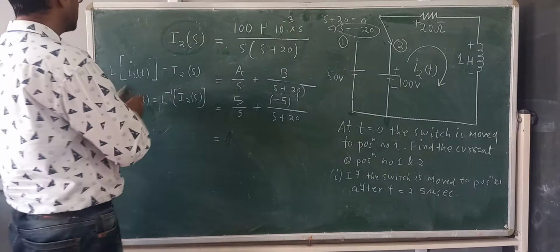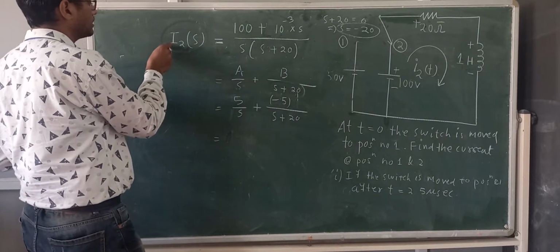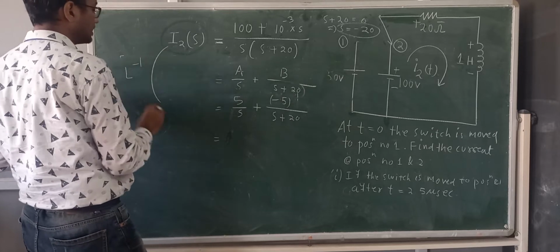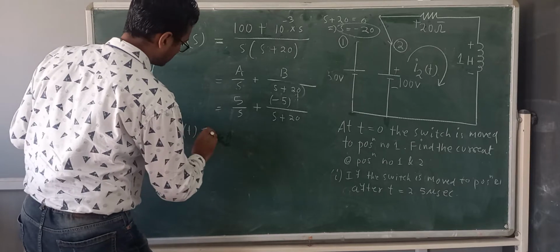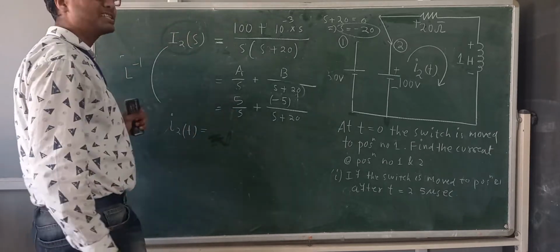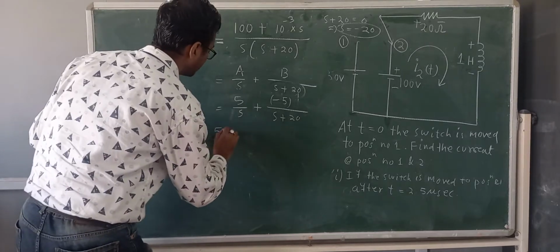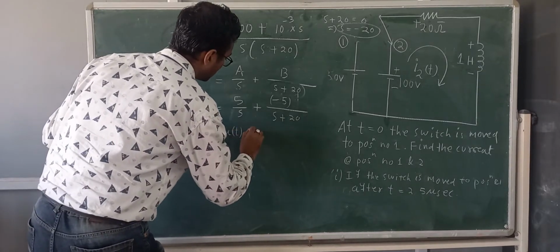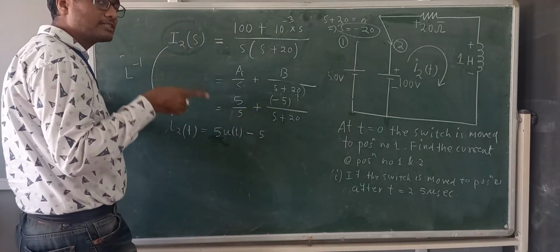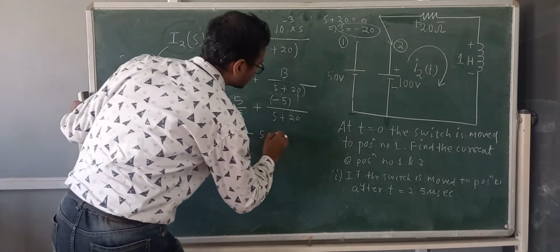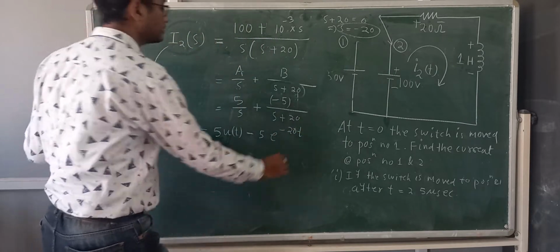So what is the Laplace inverse of I2s? What is the Laplace inverse of 1 by s? ut. So 5 ut plus, sorry, minus 5. What is the Laplace inverse of 1 by s plus 20? Therefore the Laplace inverse is e to the power minus 20t, times ut.